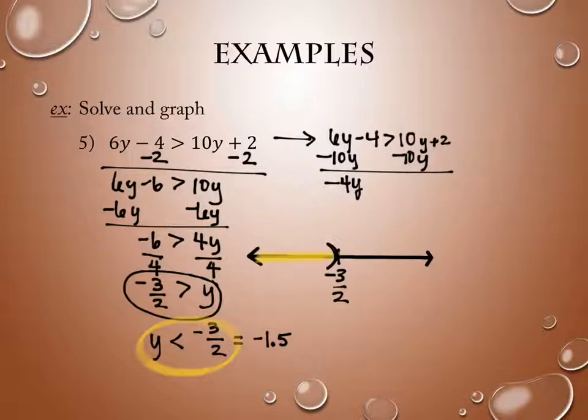Now, in some regards, you could argue that from here to here we switched the signs, but that's just because we flipped our whole equation, our whole inequality around. We flipped everything. So, yeah.